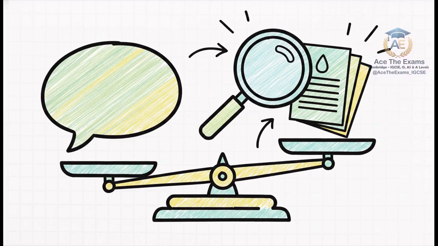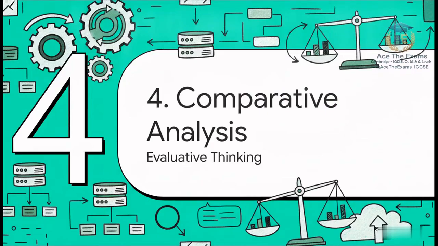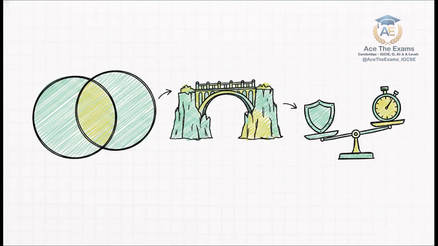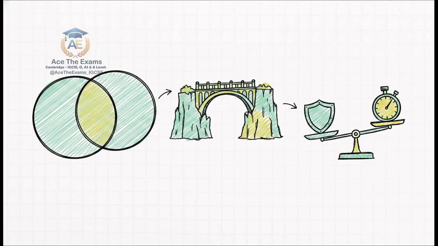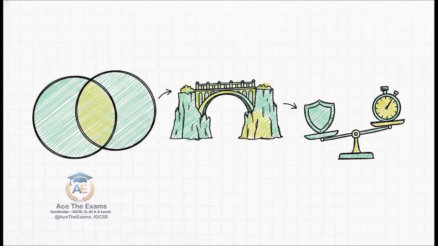Flawless execution. Section 4, Mastering Comparative Analysis. This is where we hit the highest order assessment objectives. Evaluative thinking is what completely separates the top-tier A-star candidates from the rest of the pack. The Cambridge Assessment Framework explicitly comprises descriptive, analytical, and evaluative levels. We are aiming strictly for evaluative.